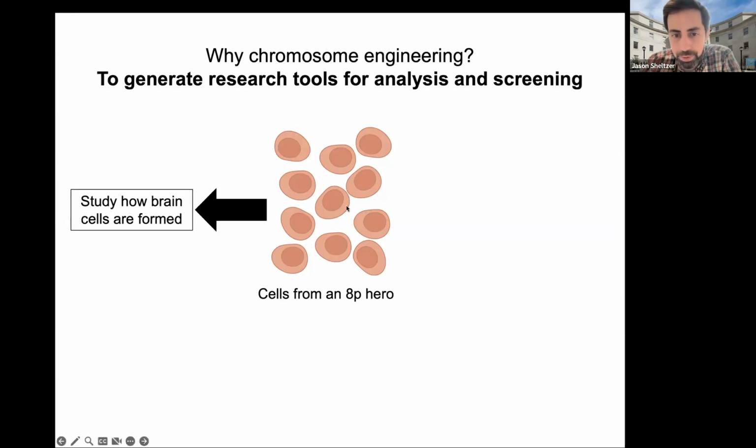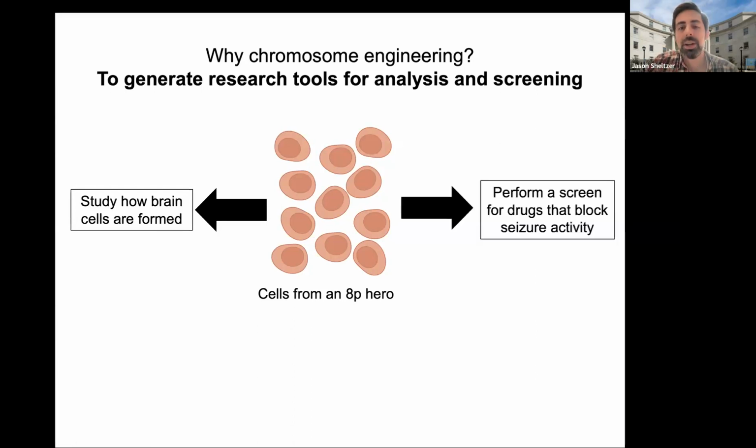Or we could take cells from an 8P hero and use them to conduct a drug screen. We could treat them with thousands or tens of thousands of different compounds, and look for, just to give one example, a drug that prevents seizure-like activity. And that could be very useful and very therapeutically beneficial, both to learn things about how brain cells are formed in individuals with 8P rearrangements. We could also do chemical screens for any condition that we were interested in trying to treat therapeutically.